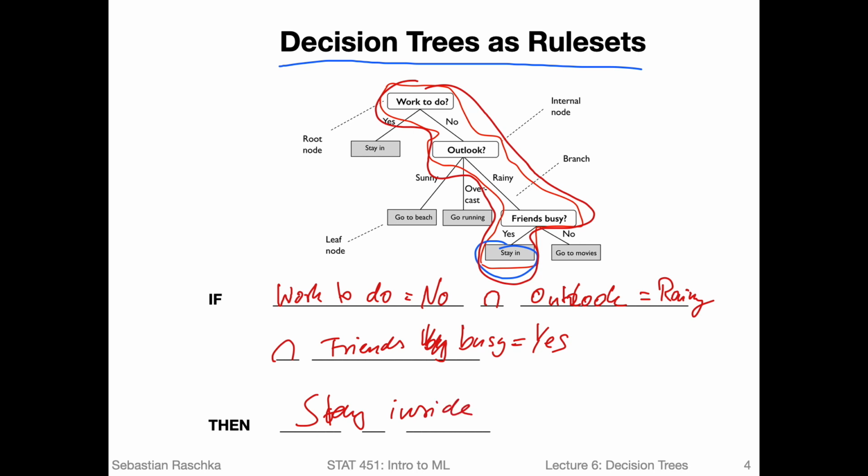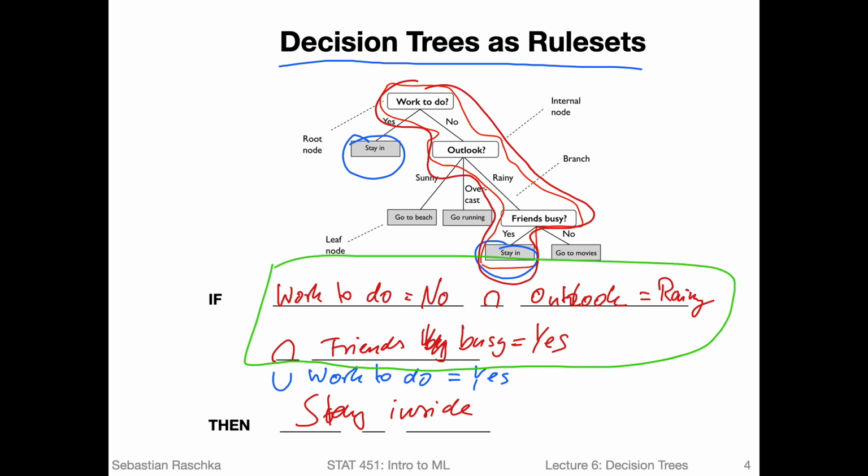By the way, I just see there's another stay in, so we can then also say, if these conditions are true, or, so we can have a union, let me do this properly, a union or work to do equals yes. So if either this condition is true, so here we have a conjunction, this chain of conditions is true, or this condition is true, then we predict stay inside. So in that way we can convert the decision tree branches into sets of rules.